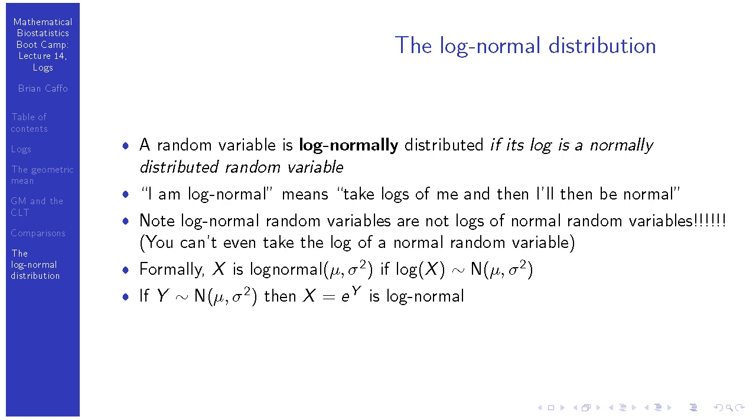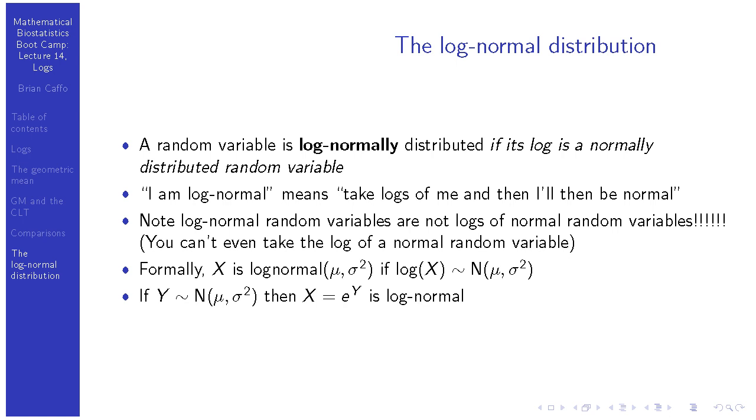But also think, when you're assuming a log normal, if you're taking the log of something that's possibly negative, then you're doing it wrong. Okay, so again, log normal random variables are not logs of normal random variables. As I say here, you can't even take the log of a normal random variable because it can be negative. So formally, X is log normal, and it depends on two parameters, mu and sigma squared, if log of X is normal with mean mu and variance sigma squared. And again, that mirrors what we're often doing with logs. We're trying to take logs of things so that on the log scale the data is symmetric, and then hopefully the population distribution is also symmetric.